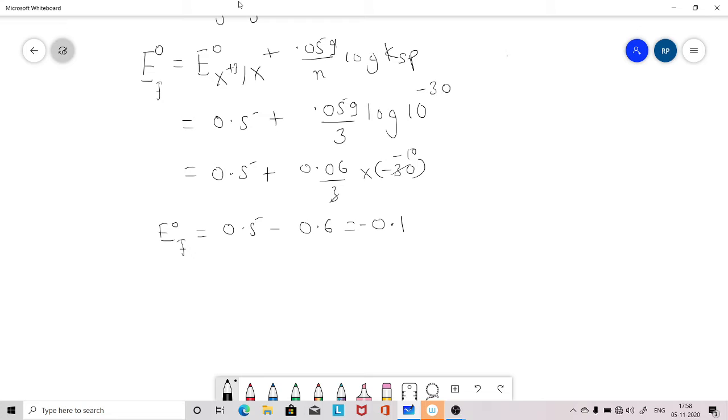When the value is negative, this negative value suggests that the cell will not work. So this cell we cannot take. E naught value should be taken as a positive value. Okay students, so that was the problem that we have taken.